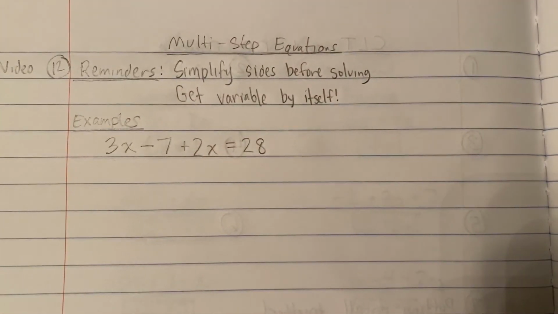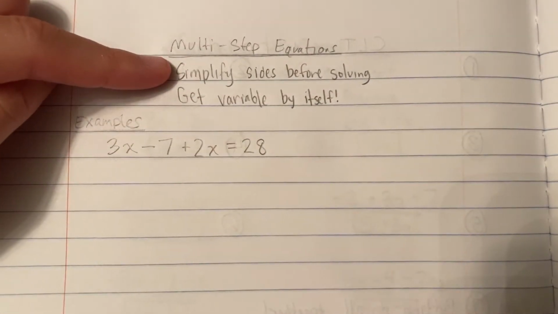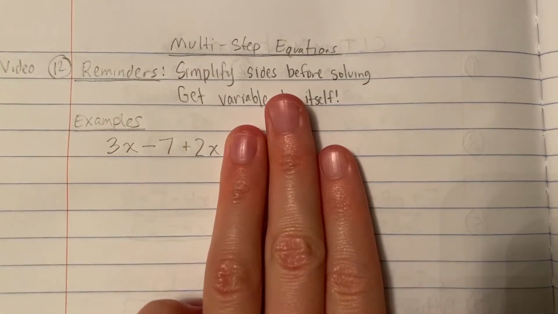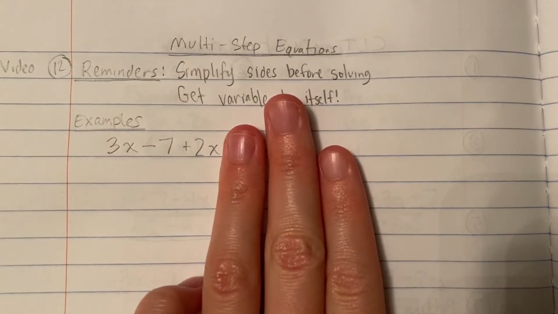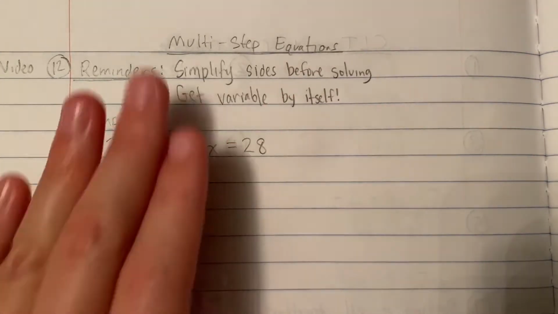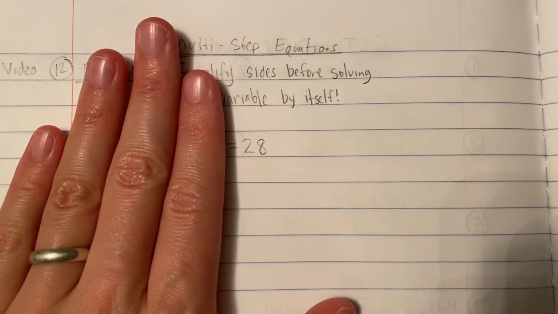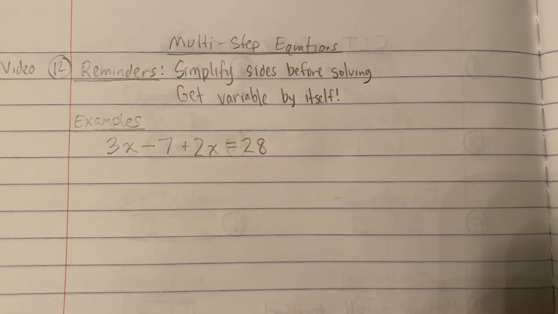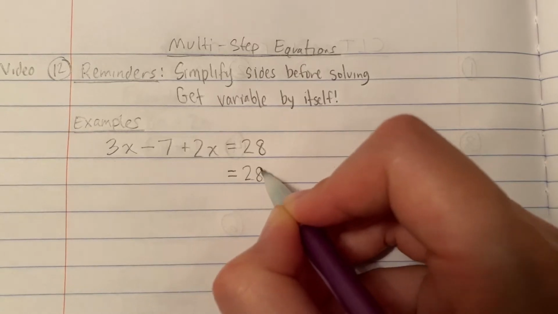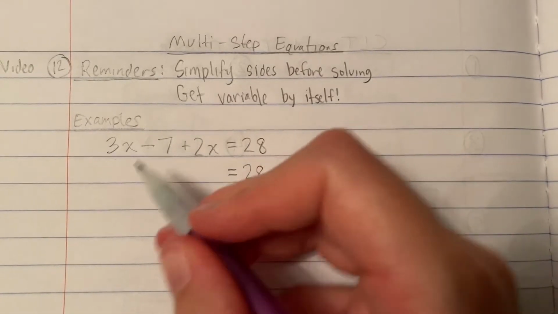Okay, I need to simplify the sides before solving. So here's the left side of my equation. Can that be simplified? Yes, I can combine like terms there. So I'm going to do that first before I start doing anything else. Can the right side be simplified? No, that's just the number 28. That doesn't get any simpler. So you can even, if you want, bring down the 28 first. You're not going to do anything to that. But here you're going to go ahead and combine like terms.